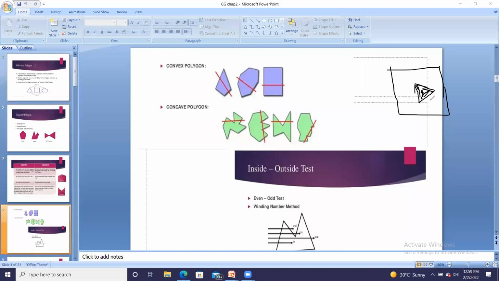So I should know which points lie inside and which points lie outside. So I should differentiate that, and that is why the inside outside test is designed. Whenever I want to color any polygon, you should know the pixels which are lying inside, and for that purpose this test is carried out. So there are two tests to check whether the pixel is lying inside or outside.